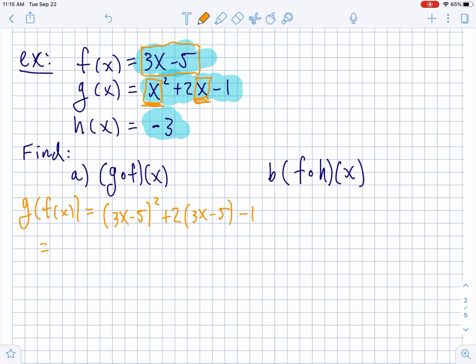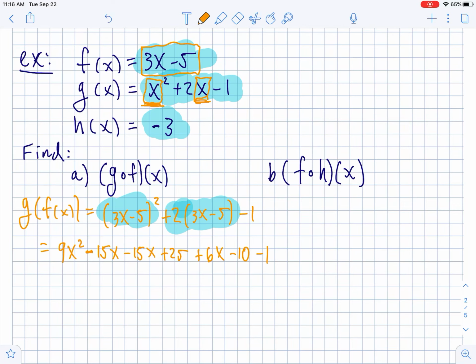Then I've got to clean up a whole bunch of stuff. Here I'm going to have to FOIL, or distribute, because that's actually 3x minus 5 times itself. So I believe that's 9x squared, minus 15x. Well, I guess I'll write out more steps than I normally would. Minus 15x plus 25. And then here, we're going to distribute the 2. So we get plus 6x minus 10. And then the minus 1 is still hanging out.